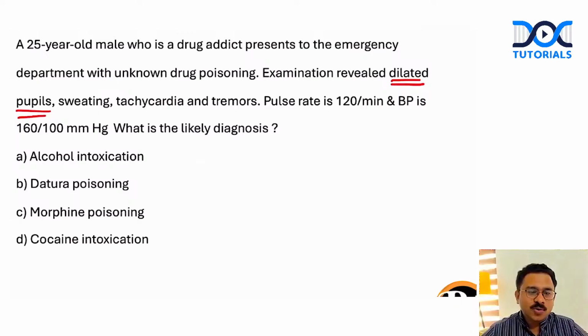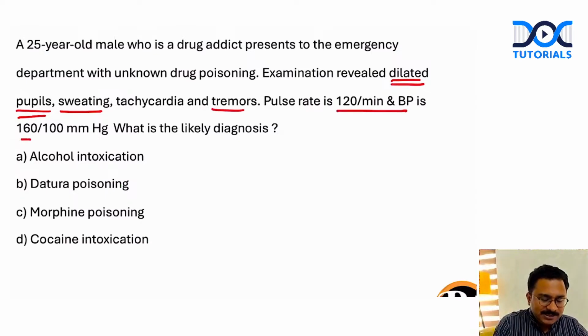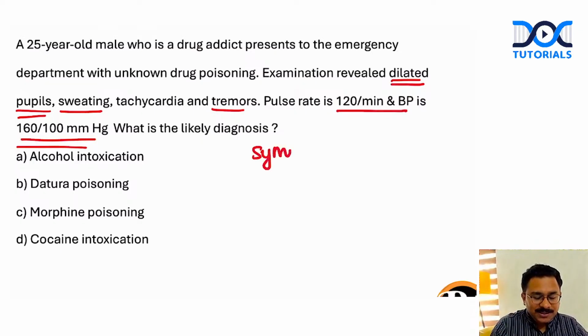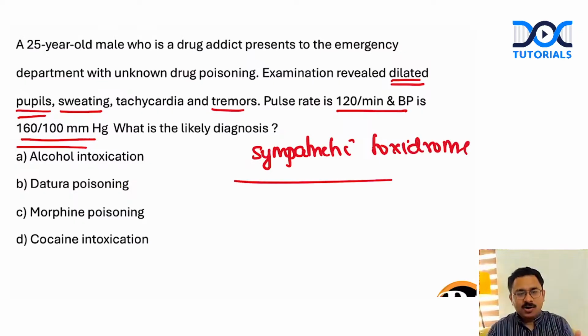Are you going to go for datura? No. Why? Because that cannot explain sweating. It cannot explain tremors, and you are seeing that there is sympathetic activation. So this is not an anticholinergic, but this is a sympathetic toxidrome. There is sympathetic overactivation, sympathetic toxidrome. That's how you differentiate between the anticholinergic and the sympathetic toxidrome.